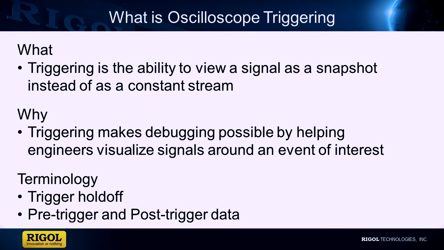To help the engineer visualize the signal, a scope overlays waveforms from different points in time that share a specific characteristic that is of interest to the engineer. This characteristic is the trigger event. There are several important settings to discuss before we discuss the variety of trigger methods.